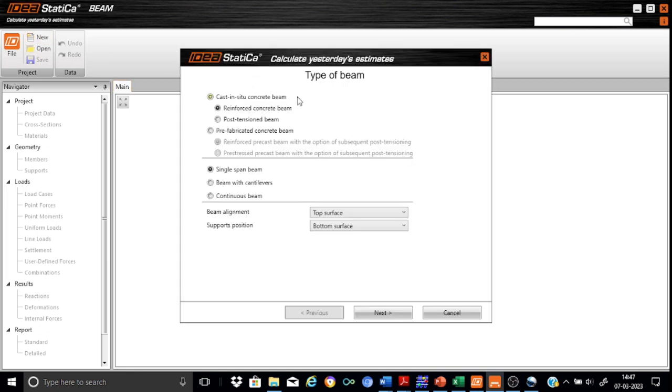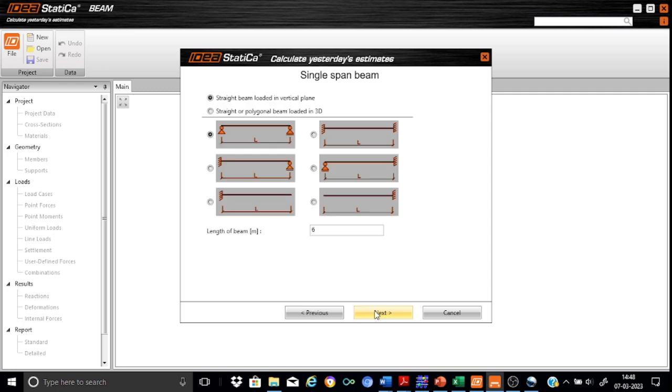As I already mentioned, we are considering a cast in-situ concrete beam. It is a reinforced concrete beam, and basically a single span beam. As discussed in the previous tutorials, the beam alignment is set as top surface and support position as bottom surface. Press the next level. So we are going to consider a single straight beam that is not in the vertical plane, and we are going to consider a simple span beam that has only two supports at the ends.